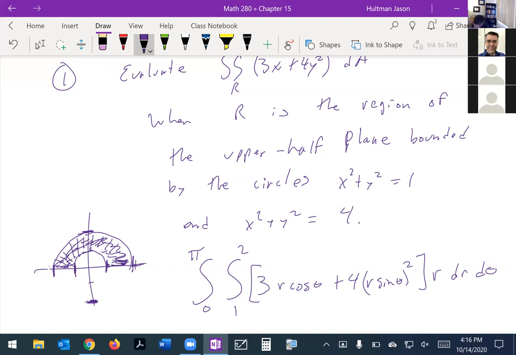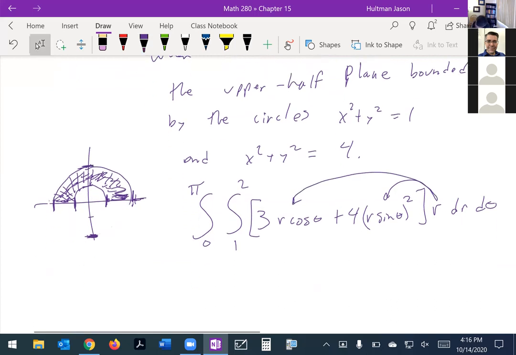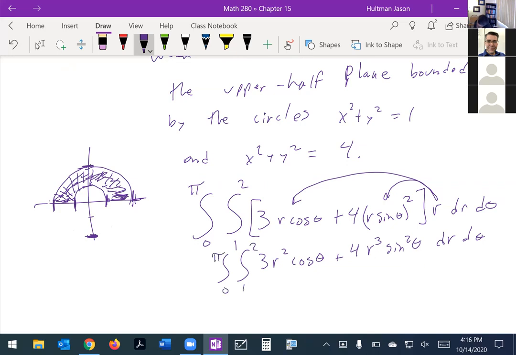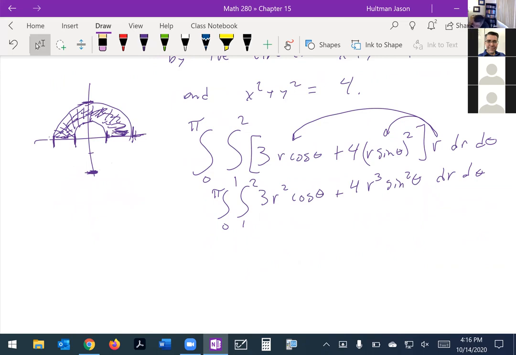So what I'm going to do is simplify this. I'm going to multiply this out and then distribute the r. So this becomes 3r squared cosine theta plus 4 r squared sine squared, so this is actually r to the third sine squared theta, dr d theta. I'm going to integrate this from 1 to 2, 0 to pi. We integrate with respect to r first, so this becomes r cubed cosine theta plus r to the fourth sine squared theta, from 1 to 2. That's kind of cool.